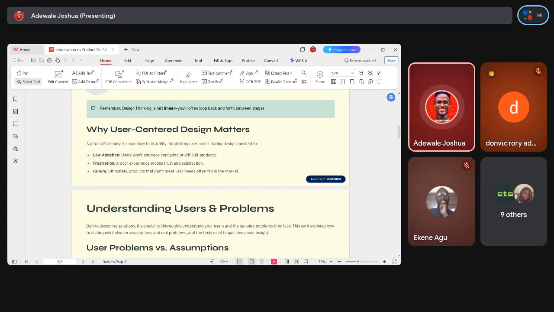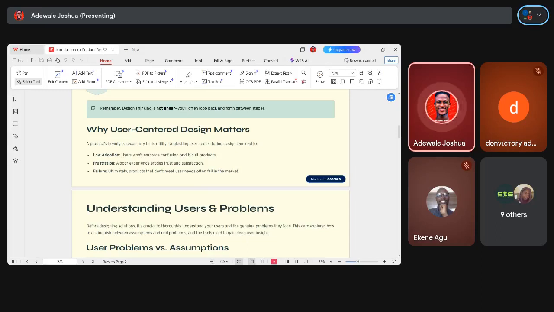Neglecting users' needs during design can lead to low adoption. Users won't embrace confusing or difficult products. That's just it. So you need to put the user research aspect to heart. If you're not considering this, then you are making a huge mistake because there will be low adoption.